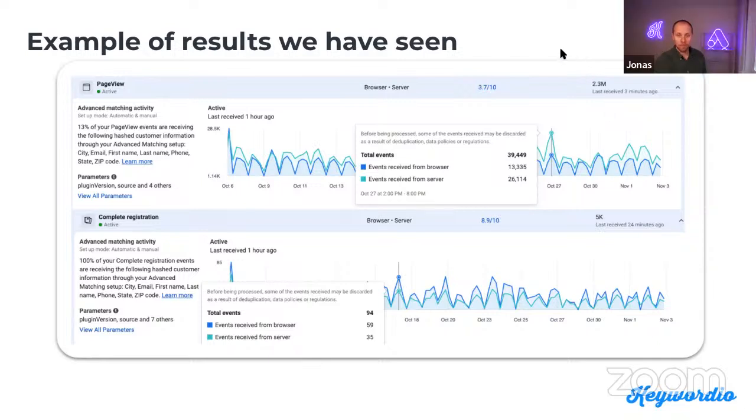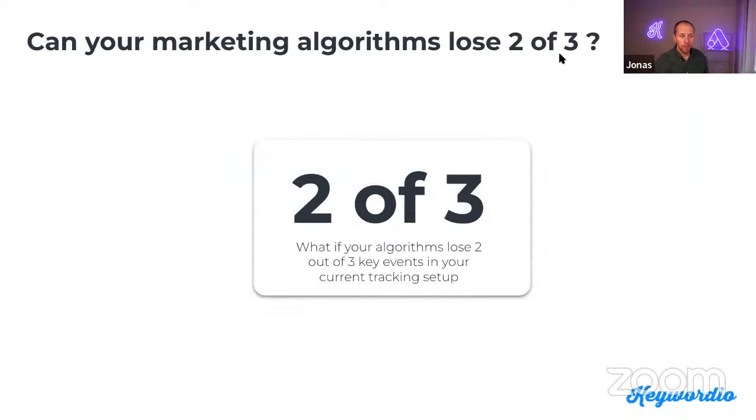So that's good. And the question you can ask yourself: can the marketing algorithms that we use lose 2 out of 3 important events in some cases, for example, and still do a good job? I would say probably they will not be able to do it. So this is really important. You can set whatever targets and do the best optimizations, but if you don't have the right data in, then they're going to have a really tough day on the job to do the best for your business.